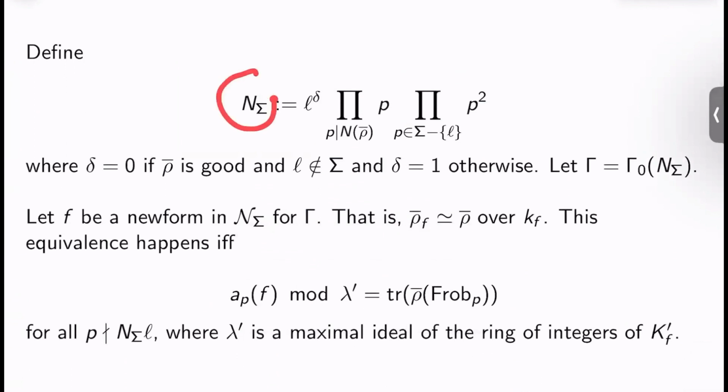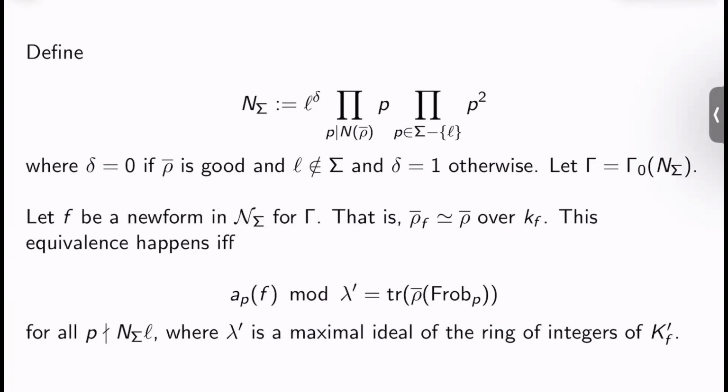We'll define n sub sigma to be L to the delta times the product over primes P dividing the conductor n of rho bar, times the product over primes P in sigma minus the prime L of P squared, where delta is 0 if rho bar is good and L isn't in sigma, and delta is 1 otherwise. And then we'll let gamma be the congruence subgroup gamma sub 0 of n sub sigma. Then we'll let F be a newform in cal n sub sigma for this gamma.